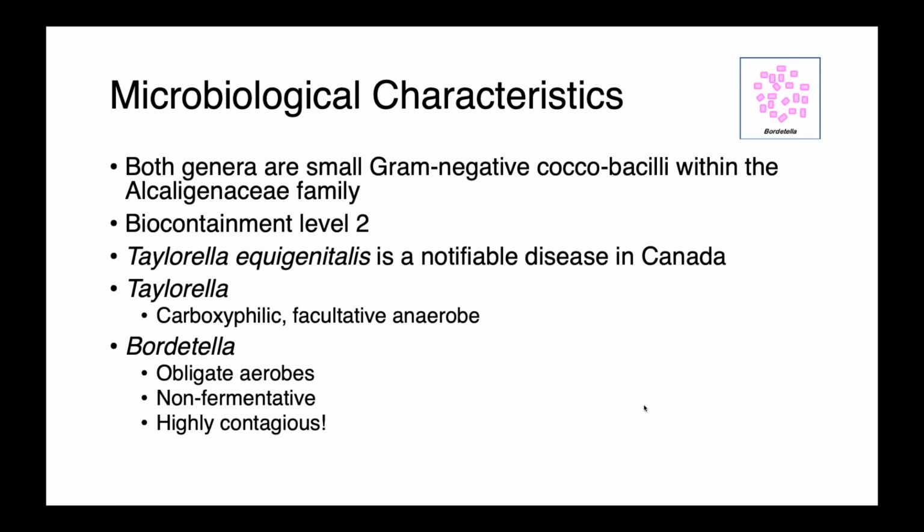Taylorella are carboxyphilic facultative anaerobes, while Bordetella are obligate aerobes. They will not grow under anaerobic conditions. They're non-fermentative, and as a genus, they are highly contagious, so readily transmit between individuals.